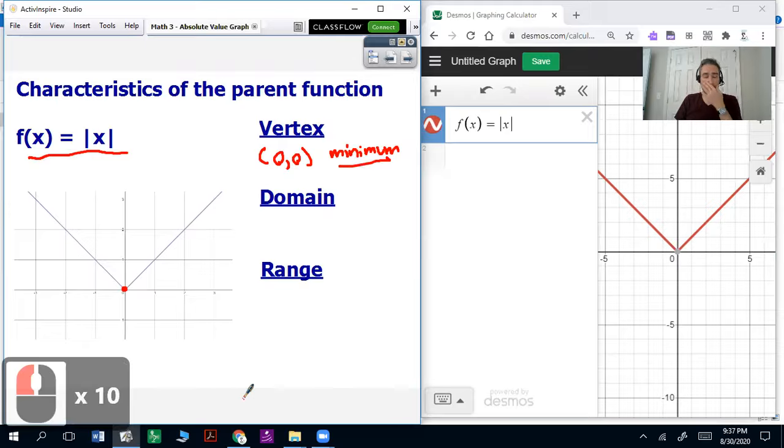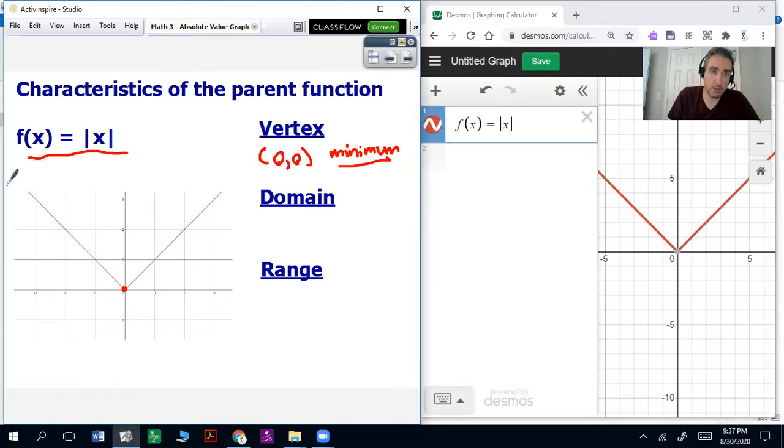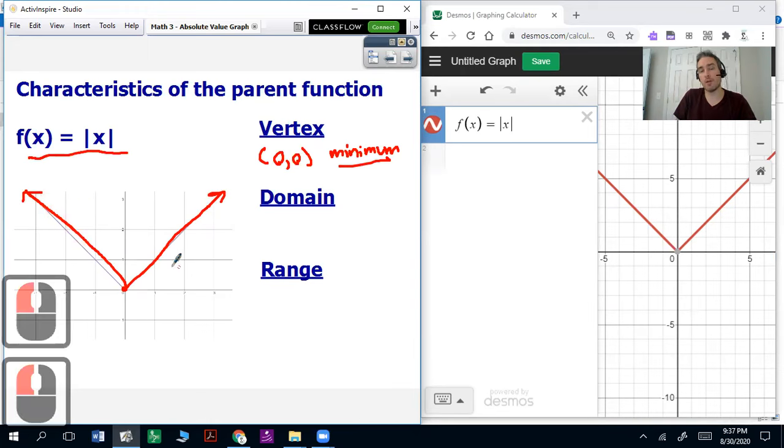They also have a domain. The domain is whatever x values can be plugged into it. And you can plug in any number into the absolute value graph. These go on forever, left and right. And normally you would see arrows on them on a printed out graph. So the domain is going to be all real numbers.